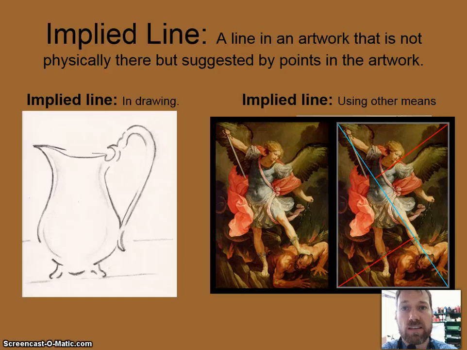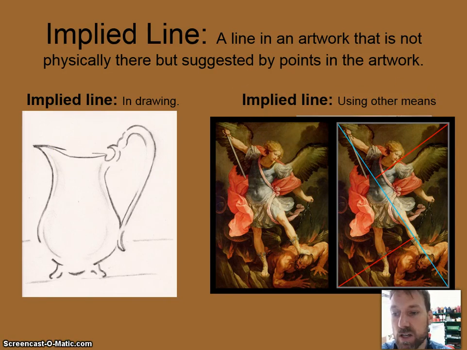Welcome back. In today's lesson, I'd like to talk about the idea of implied line. Implied line is a line in an artwork that is not physically there, but is suggested by different points in the artwork. So here I have two examples. One, just a simple example of making implied line in drawing, which we're going to focus mainly on for our artwork today. But I also wanted to talk about implied line using other means or other purposes in a drawing or a painting.